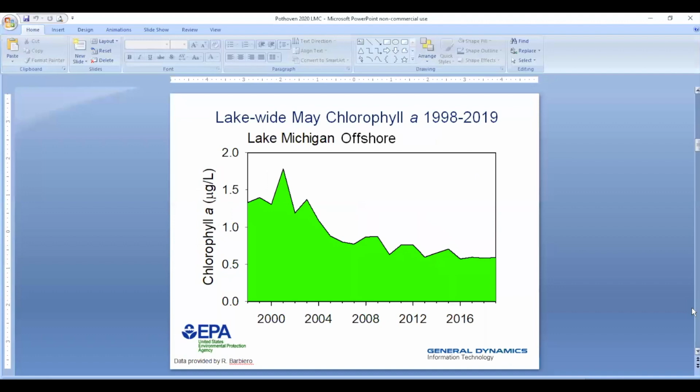Next, one of the other important indicators is the spring chlorophyll, and this is the May chlorophyll on a lake-wide basis. It's derived from satellites, and this is from the EPA, some of their data. And you can see that over the 2000s, the chlorophyll declined, and it's been pretty low ever since. And in this plot, you can see really 2018 through 19, chlorophyll has really not changed hardly at all in the offshore in the spring. And this really reflects what we all know, we've lost our spring bloom of chlorophyll.